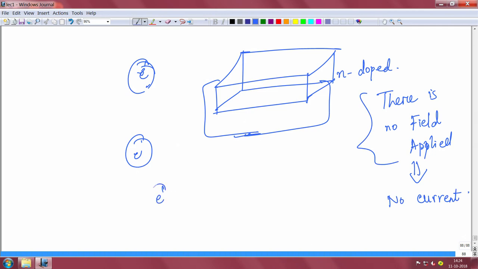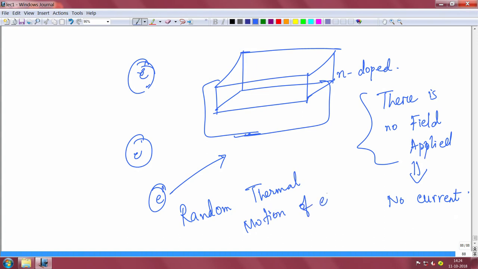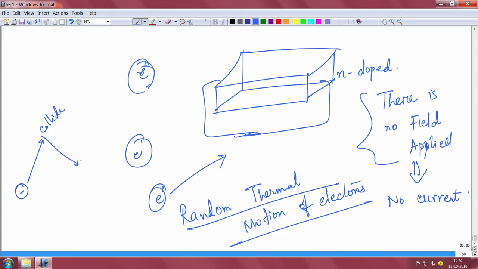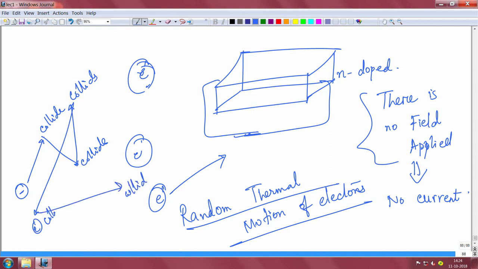The electron will collide with many other things. What are the things it will collide with? The electron will have a random thermal movement at any temperature. Say I'm talking about room temperature, there will be a random thermal motion of electrons, and this is without any application of field. So electrons will move randomly. Suppose there is an electron here. It will try to move, collide with something, move again, collide again, in a completely random direction. Maybe it will move here, collide, move here, collide again.